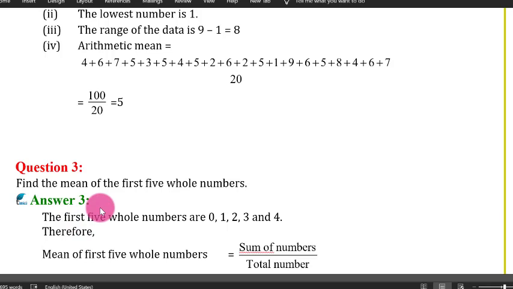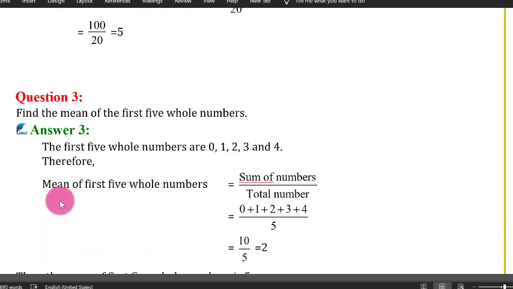Find the mean of the first 5 whole numbers. So we have to write the solution. The first 5 whole numbers are 0, 1, 2, 3 and 4. Therefore, here we have to find the mean. To find the mean, we divide the sum of the numbers by the total numbers. So the mean of the first 5 whole numbers is the sum of the numbers divided by the total numbers. The sum of the first 5 whole numbers is 0 plus 1 plus 2 plus 3 plus 4, divided by the total number, which is 5 here.